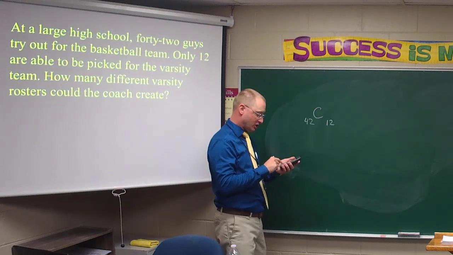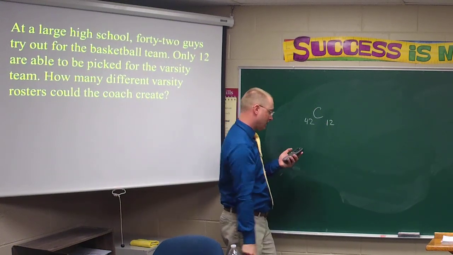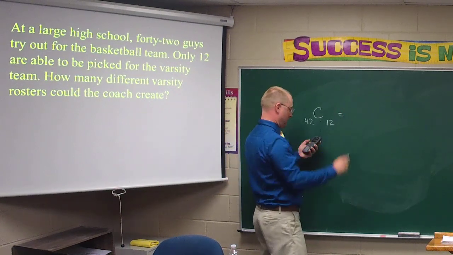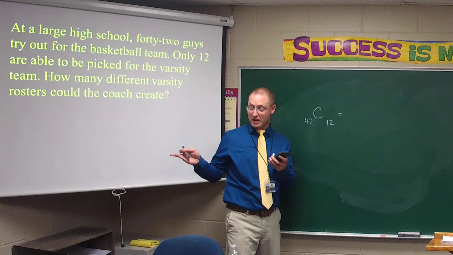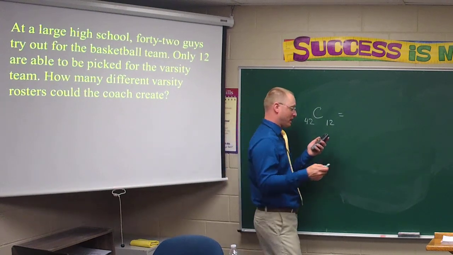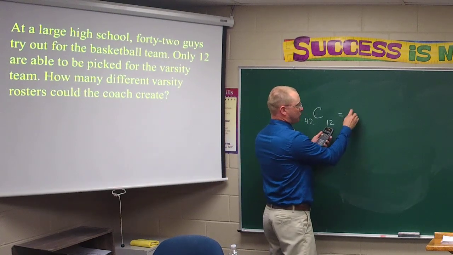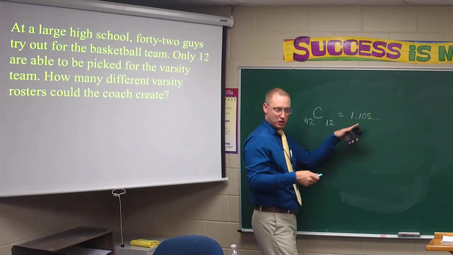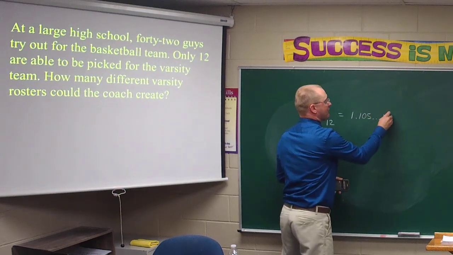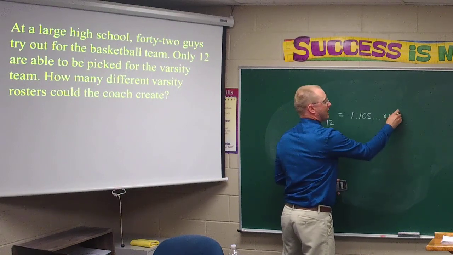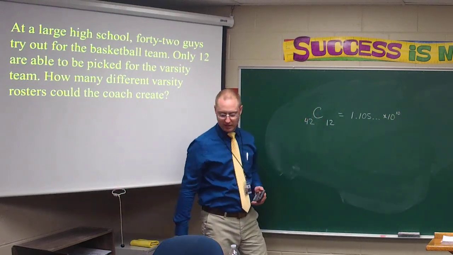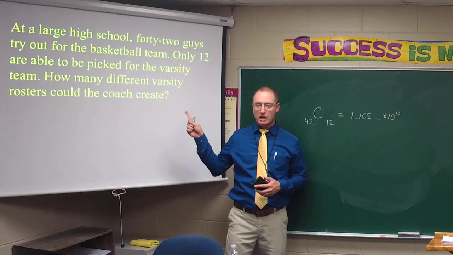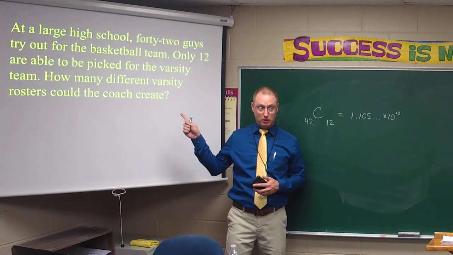A lot of logical thought goes into these, and holy moly, that's a lot of different rosters. I've got it in scientific notation. Did you get that as well? Okay, I wasn't sure if I typed something in wrong. So our number is 1.105 and so on, just a few digits, times 10 to the 10th power. All right, questions on this? Do you see why it's a combination, not a permutation?